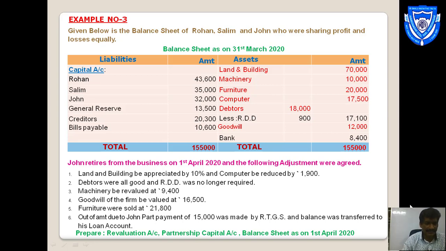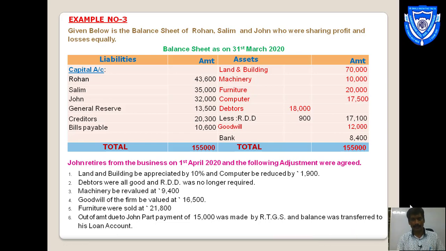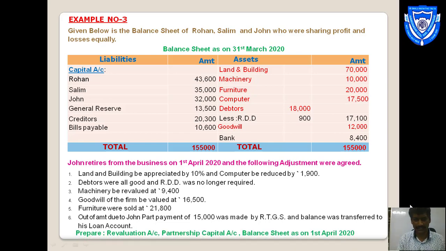After that, debtors. Let us see adjustment of debtors. It is said that debtors were all good and RDD was no longer required. So here we can see on asset side debtors 18,000 less RDD. That means RDD is provided of rupees 9,000, but at last it is said that RDD is no longer required. So we must cancel or delete that RDD and show a gross balance of debtors. You can see here.